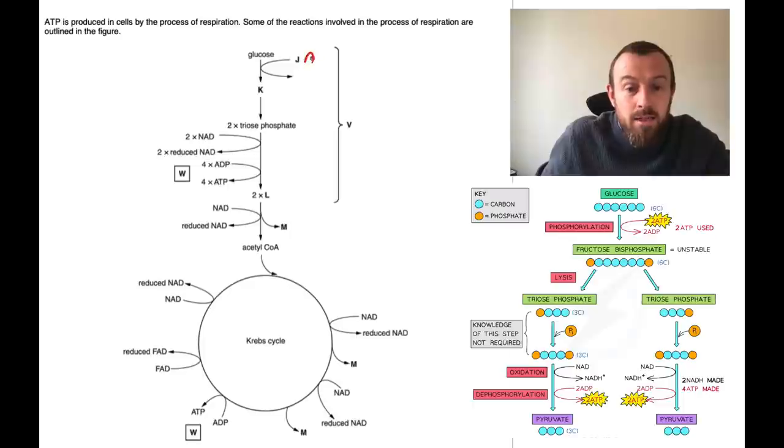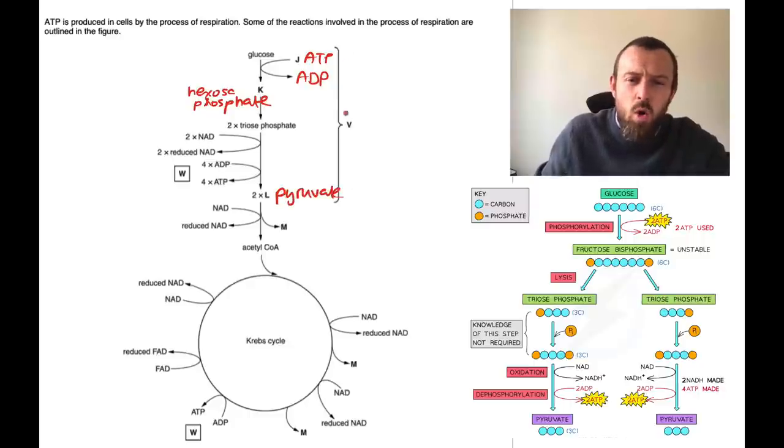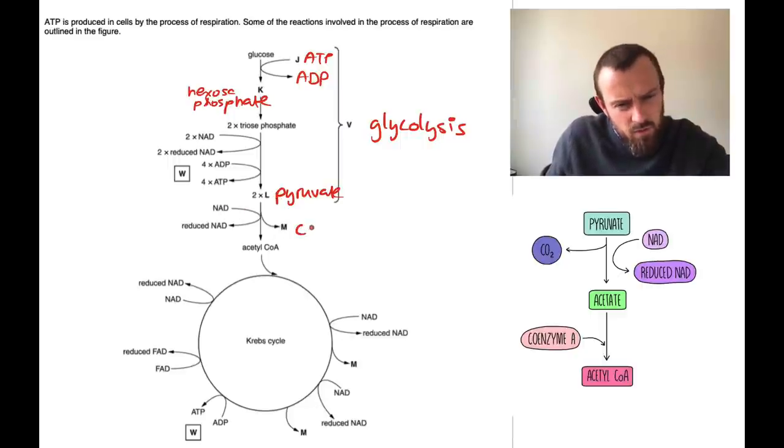So J is ATP, and then ADP is produced. And then this would be hexose phosphate. L over here. Okay, so this is going to be pyruvate, which means this whole process here is glycolysis. Then this is going to be CO2, because when we take pyruvate and turn it into acetyl-CoA, or attach it to coenzyme A as an acetyl group, we lose a carbon dioxide. This part right here, by the way, is the link reaction.